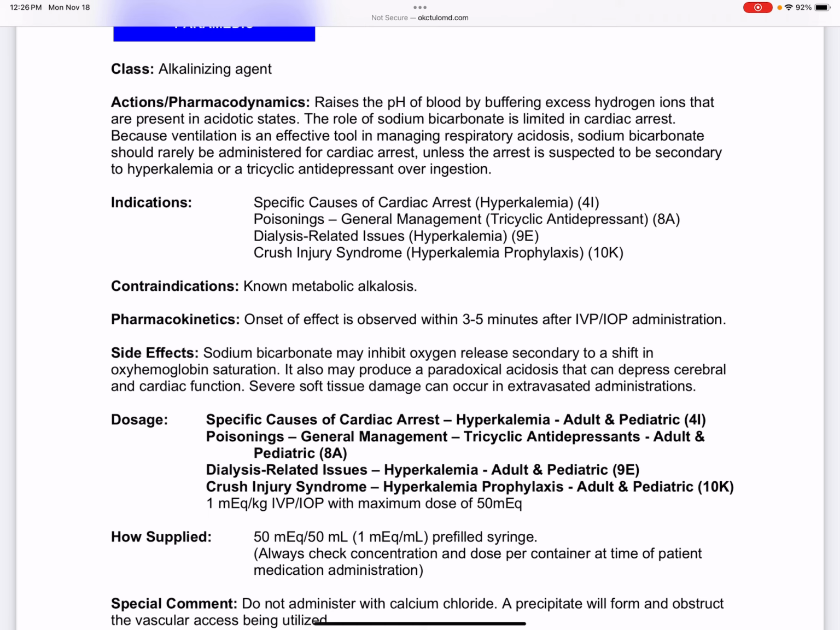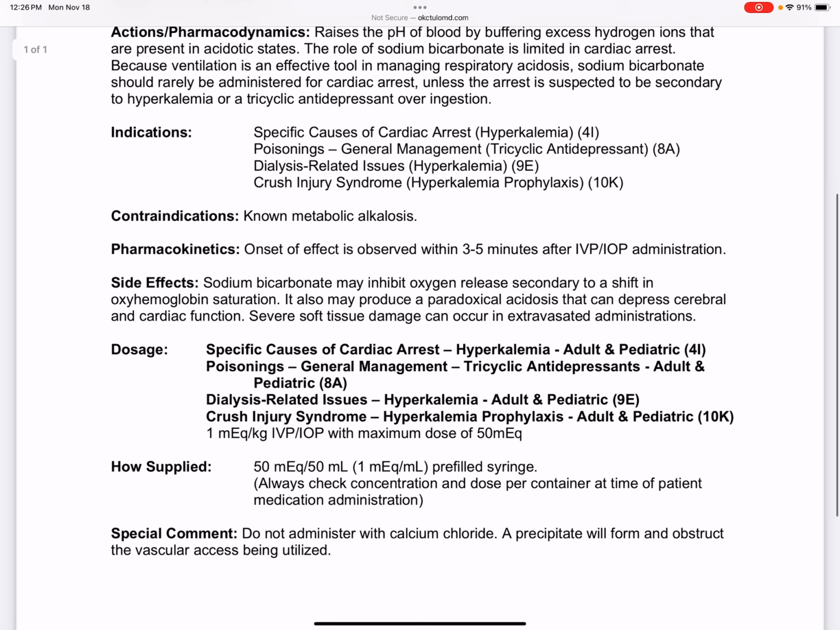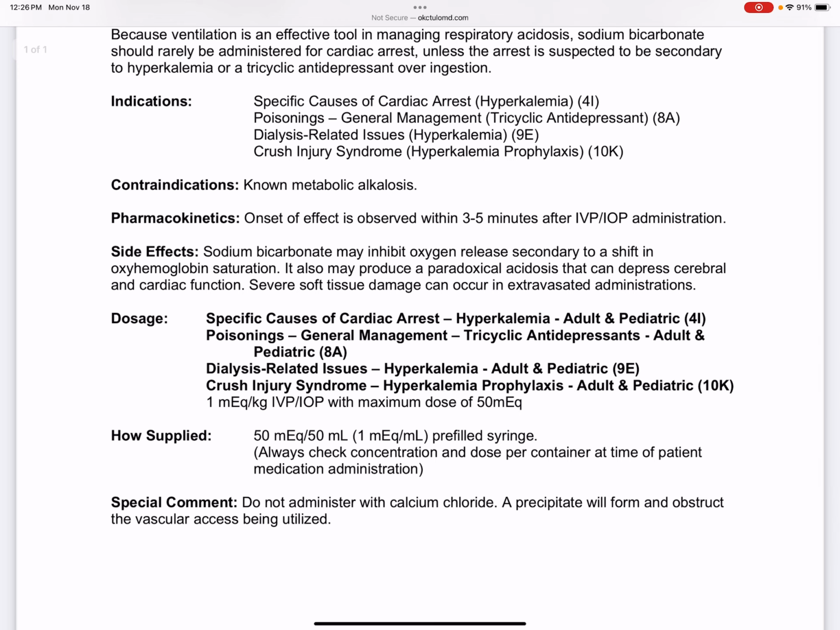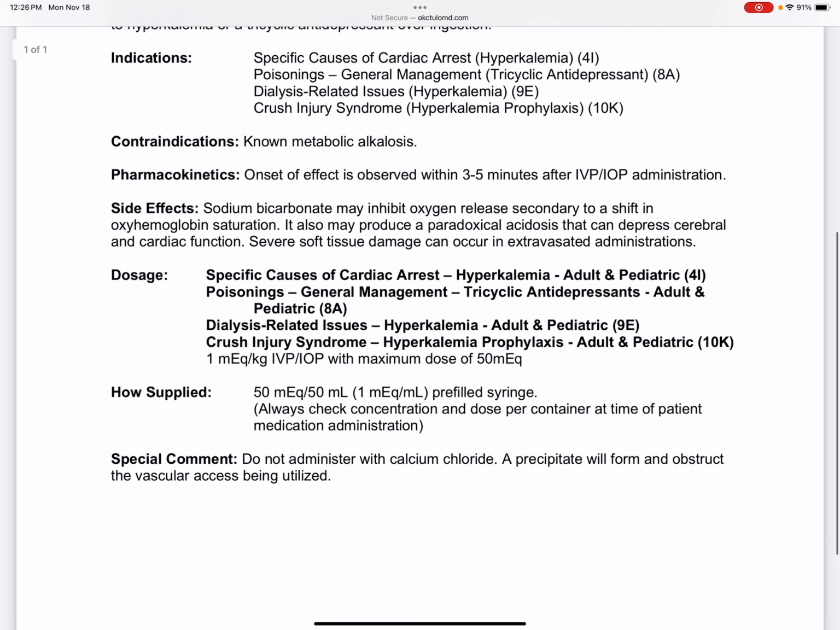So the only time we're going to give it is if it's known hyperkalemia. Known is a key word right there. Or a tricyclic antidepressant. So the indications for this are going to be specific causes of cardiac arrest, like we just talked about: hyperkalemia, poisonings, tricyclic antidepressants, dialysis-related issues, also hyperkalemia, and then crush injury syndrome, hyperkalemia prophylaxis.